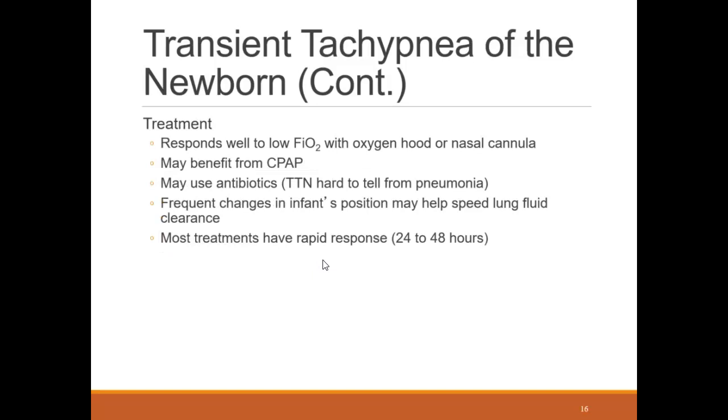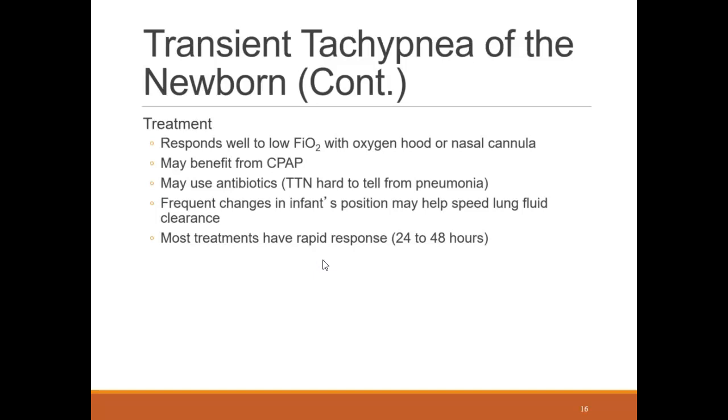I'm of the school of thought that these babies are going to work it out on their own. One of the neonatologists I worked with in Milwaukee would always say, he'll figure it out, he'll work it out. And we wouldn't put these babies on a lot of support. Typically, if you're going to do anything, it's very low flow oxygen, either with an oxyhood or a nasal cannula. They may benefit from CPAP. You might hear the babies grunting from TTN, so they may benefit from a little CPAP if you hear a lot of grunting.